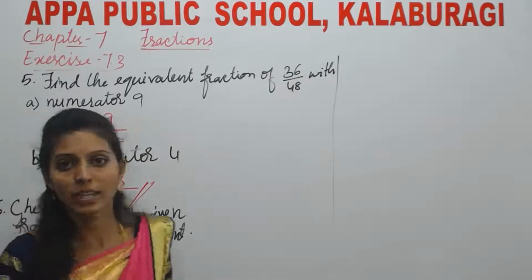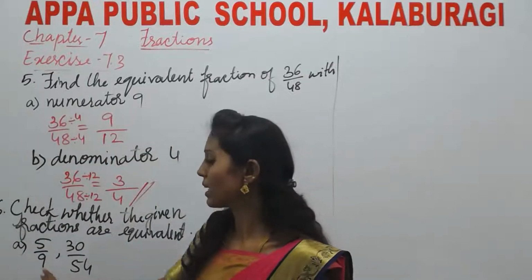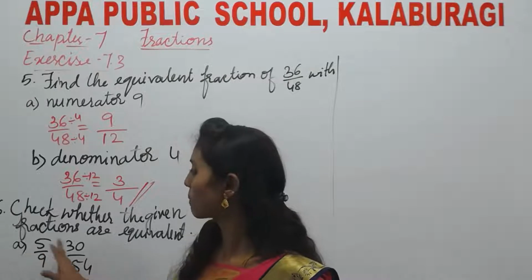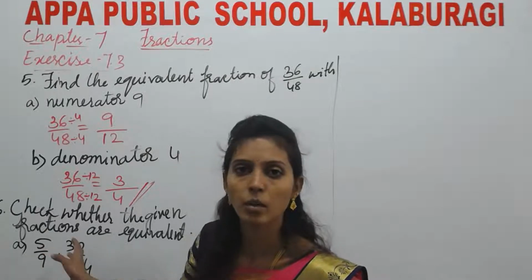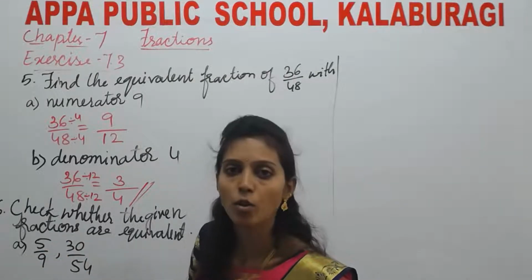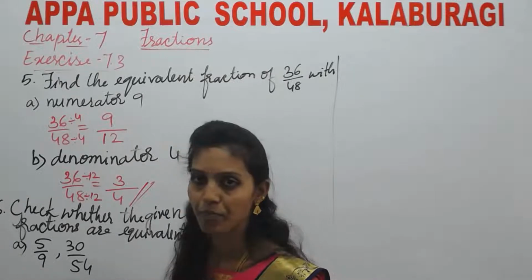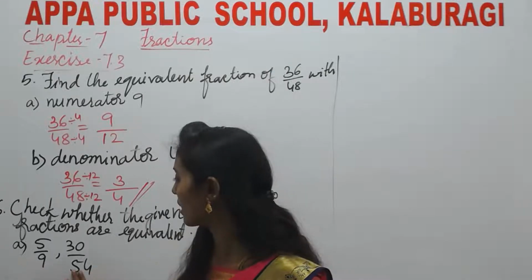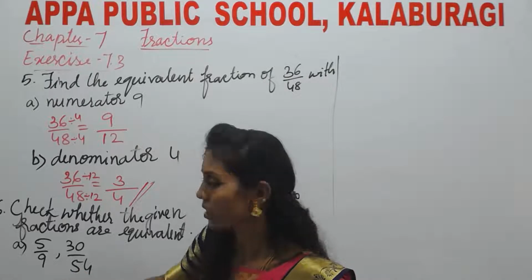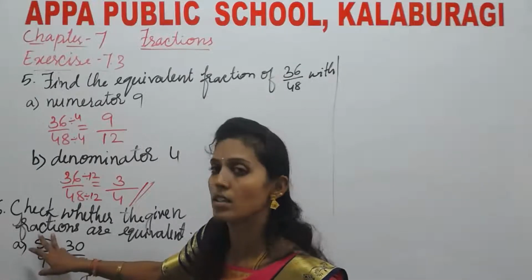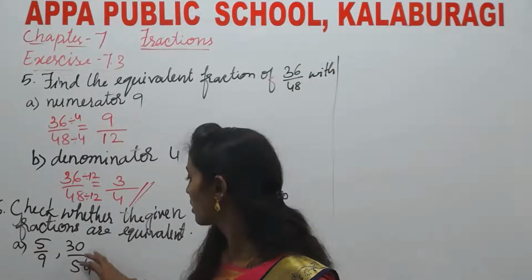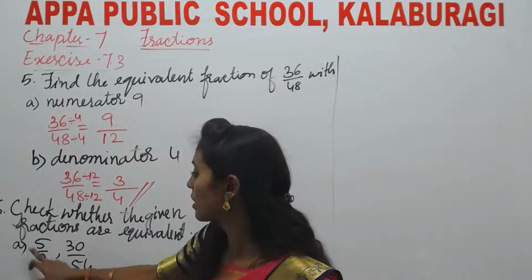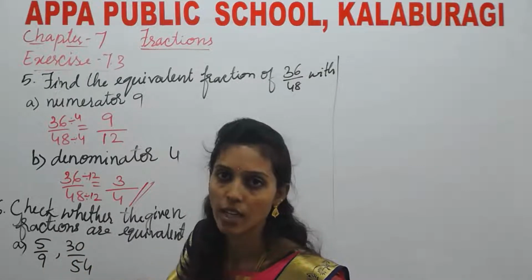First one is the LCM method. Make the denominator the same first, then compare the numerators. If they are equal, they are equivalent fractions. How to make the denominator the same? LCM of 9 and 54 is 54. In the 9 table, 6 nines are 54. Here 1s are, so 5 sixes are 30. You will get the same, so they are equal.